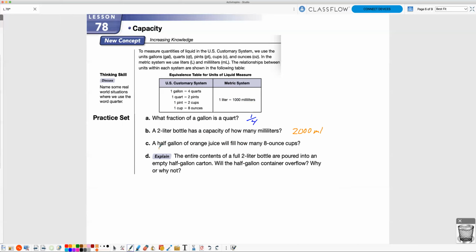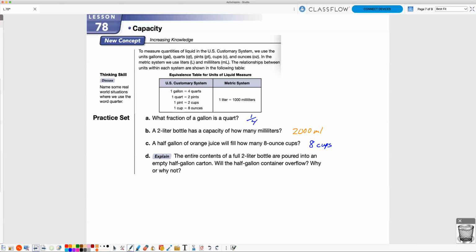For letter C, a half gallon of orange juice will fill how many 8-ounce cups? So if you know that you've got a half gallon, you've got how many cups inside of a half gallon? So if you have a half gallon, that's going to be 2 quarts. And each quart has 2 pints in it. And each of those pints has 2 cups. And each of those cups has 8 ounces. You should have answered 8 cups.